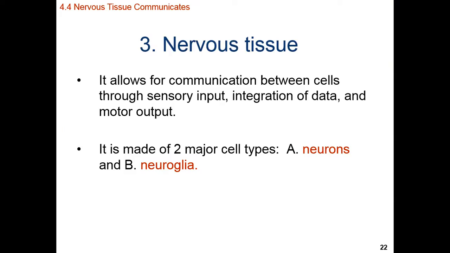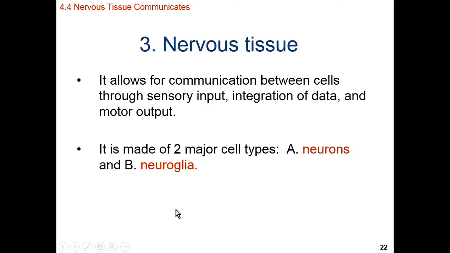Let's continue on with our next tissue type, that is nervous tissue. Nervous tissue is used to communicate between our cells, and we use it particularly for very fast communication between cells. So we'll take sensory information in, process that information in our brain and spinal cord, and then make a decision to move some muscular tissue based on how we process that information.